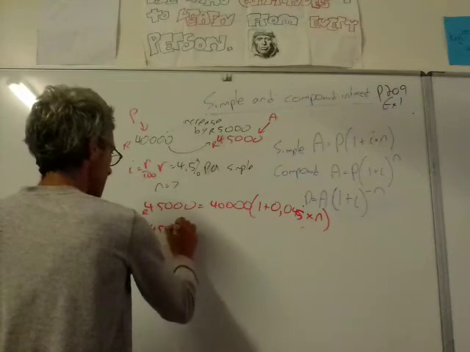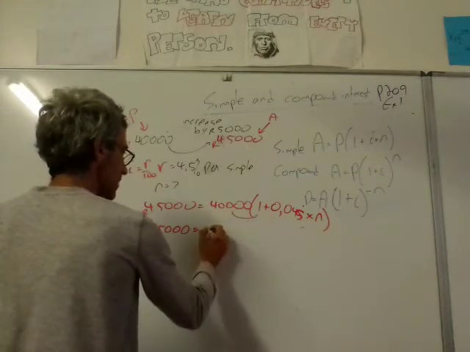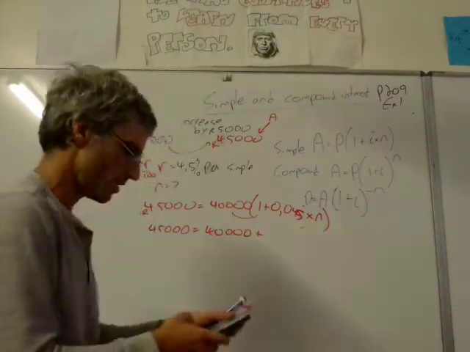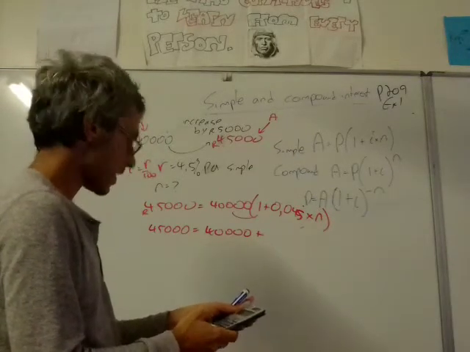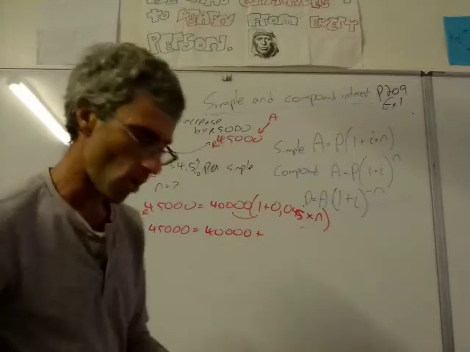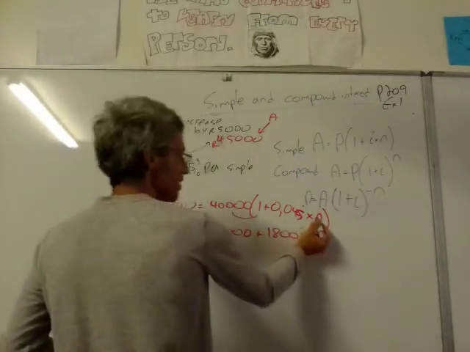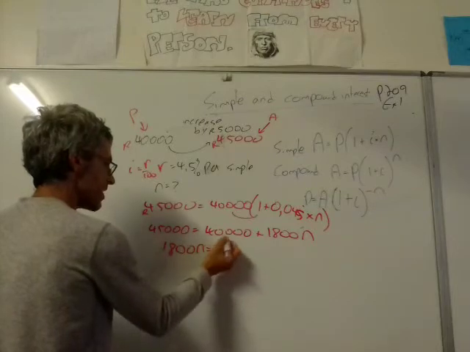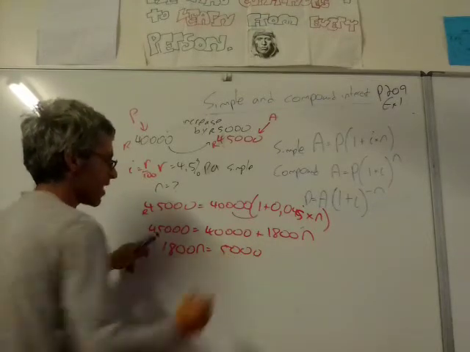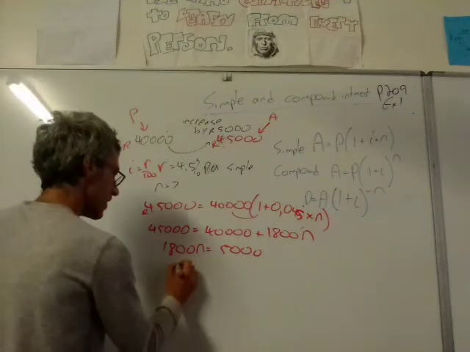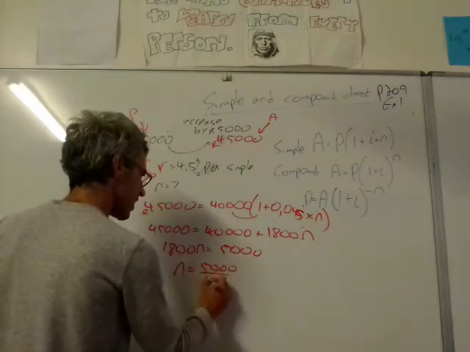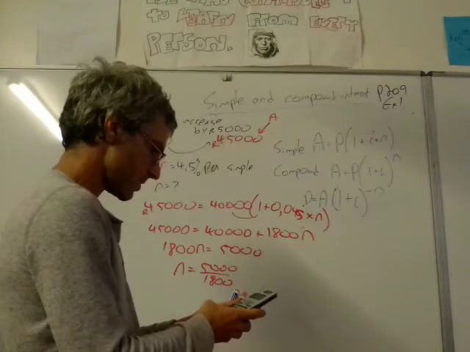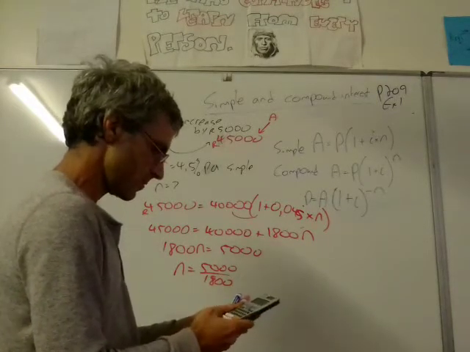So right, 45,000 Rand equals 40,000 times 1, just 40,000, plus 40,000 times 0.045. So 0.045 times 40,000, and I get 1,800. 1,800, and I'm not forgetting the N. Rearranging, 1,800 N. I don't need the calculator for that. That's going to be 45,000 minus 40,000, 5,000. And then N equals 5,000 divided by 1,800. Okay, let's do that. So 5,000 divided by 1,800.